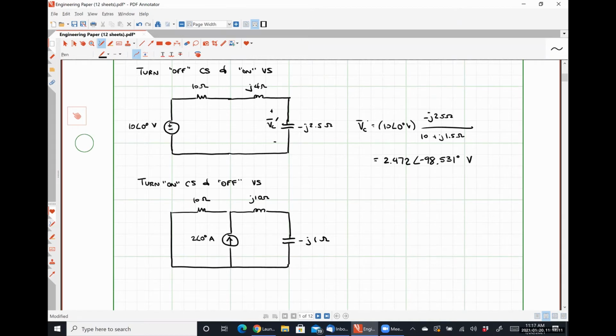Let's put prime here. So how might we go about solving for that capacitor voltage in our second instance where the current source is on and the voltage source is off?